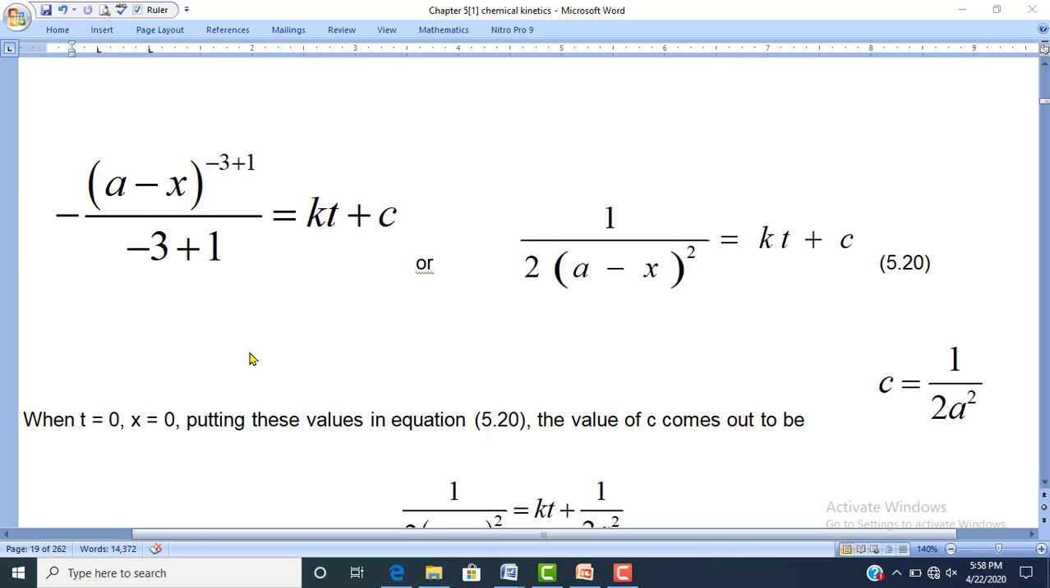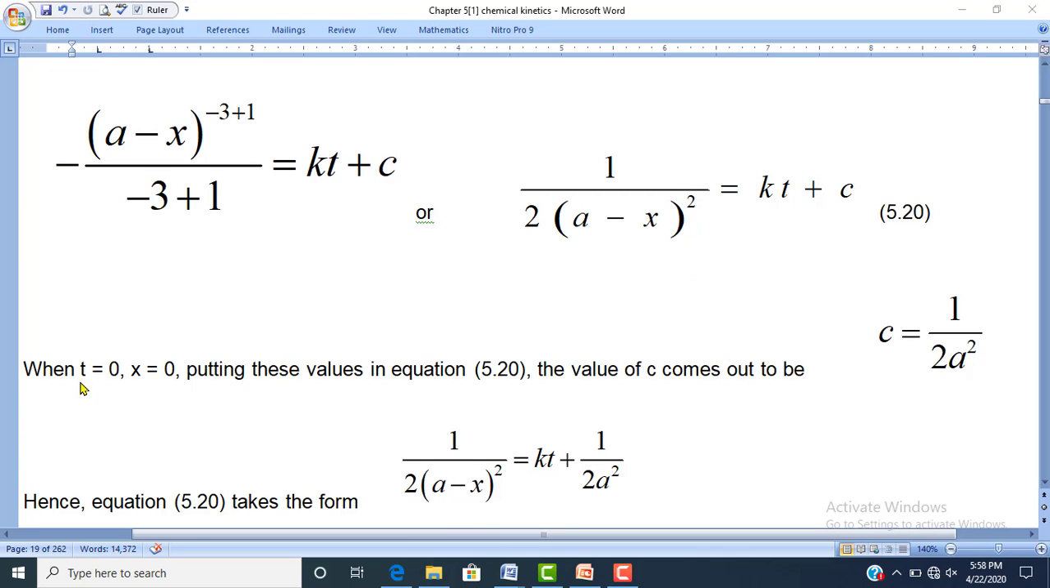Then applying the initial condition, when time was equal to 0, then x was also equal to 0. When we put these values in equation 5.20, we get the value of c, that is equal to 1 over 2a square. When we put this value of c back into equation 5.20, we get 1 over 2 into (a minus x) square is equal to kt plus 1 over 2a square.